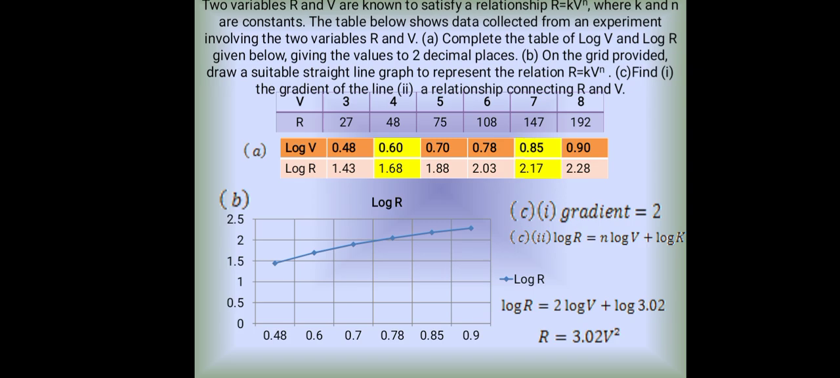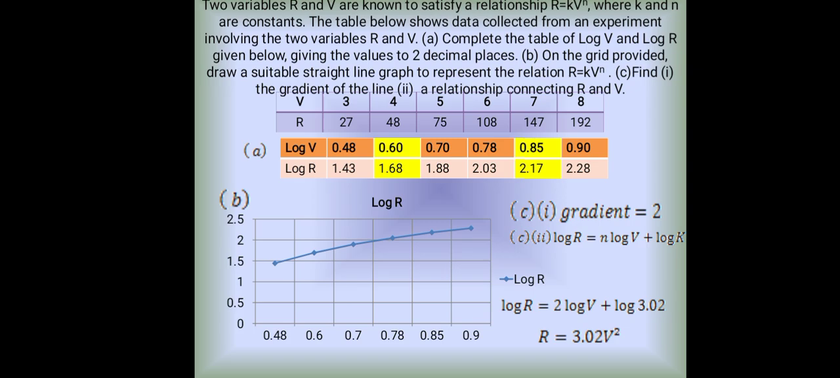Two variables r and v are known to satisfy a relationship r = kvⁿ, where k and n are constants. The table below shows data collected from an experiment involving two variables r and v. A. Complete the table of log v and log r shown below, giving the values to two decimal places.